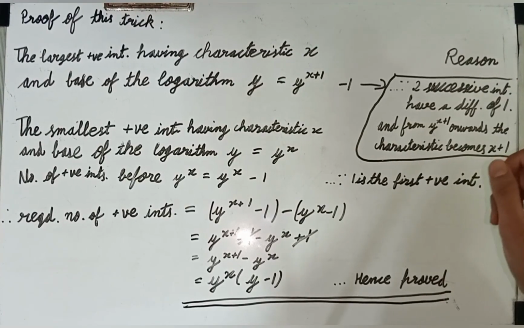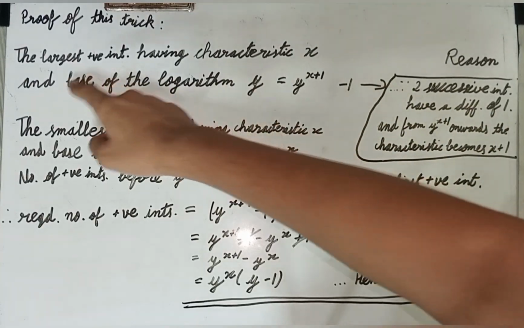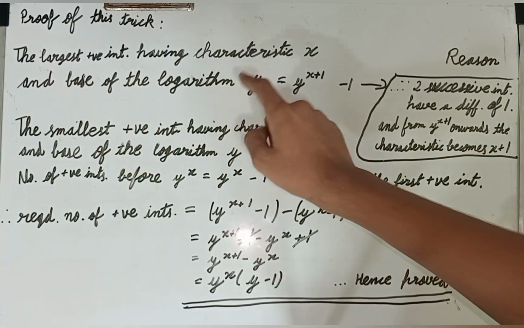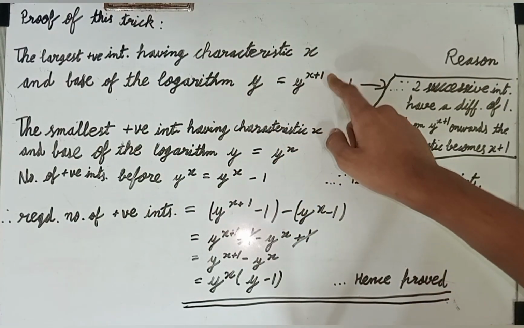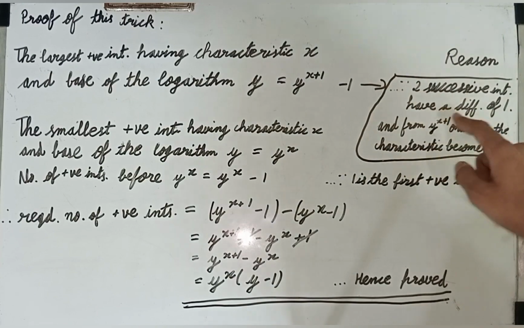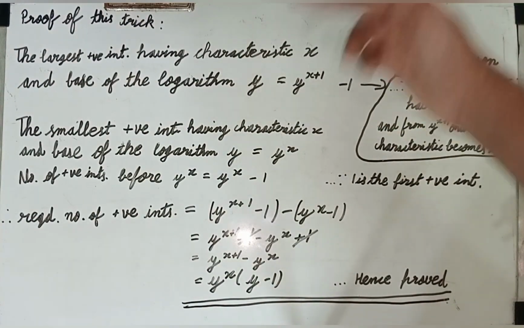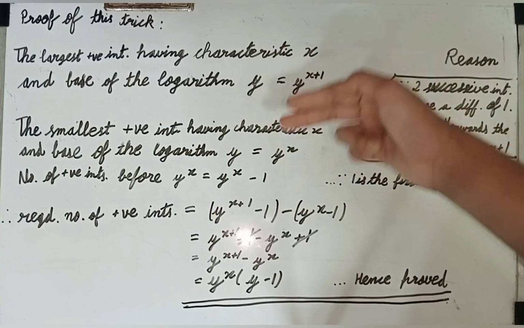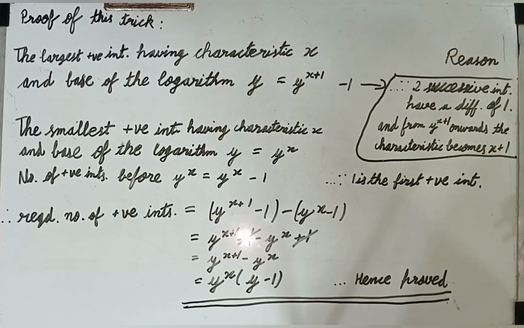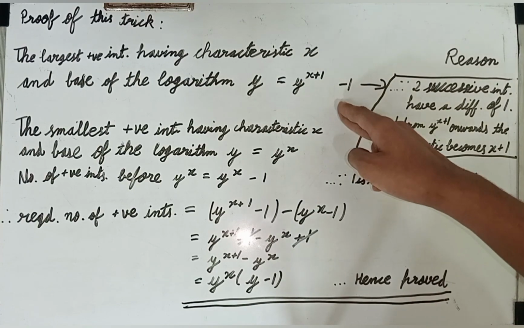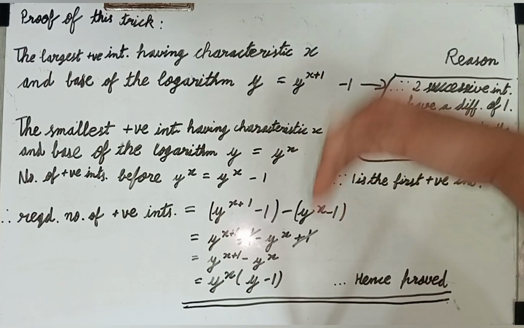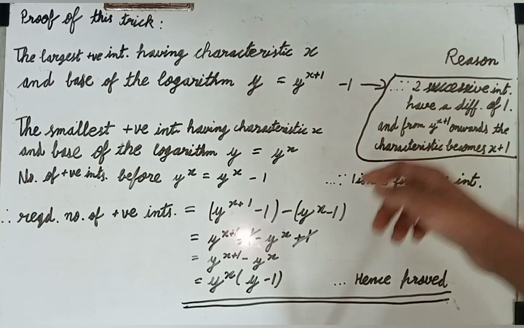Now let us look at the proof of this trick. The largest positive integer having characteristic x and the base of the log y equals y to the power x plus 1 minus 1. The reason is, since two successive integers have a difference of 1, and from y to the power x plus 1 onwards the characteristic of the log becomes x plus 1. So if we subtract 1 from it, then the characteristic of it will be x, and that is the largest positive integer having the characteristic x.